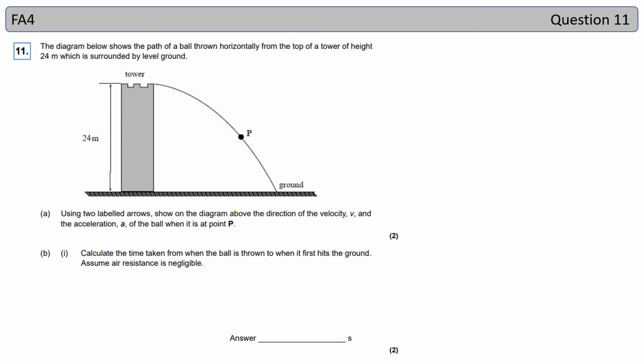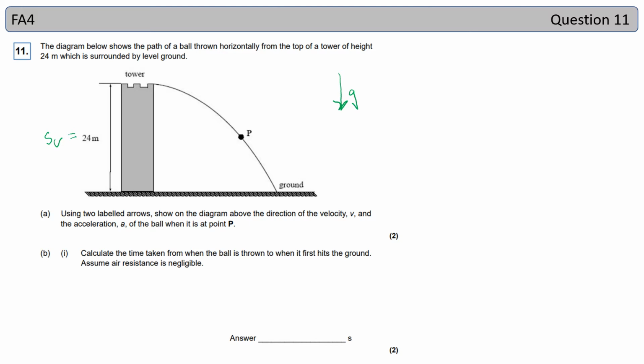Okay, so here we have a projectiles question, and since it's a projectiles question, we need to remember that the only force acting is going to be gravity, which will be an accelerating force downwards. We're told that a ball is thrown from the top of a tower of height 24 meters, so our vertical height, s_v, is going to be 24 meters.